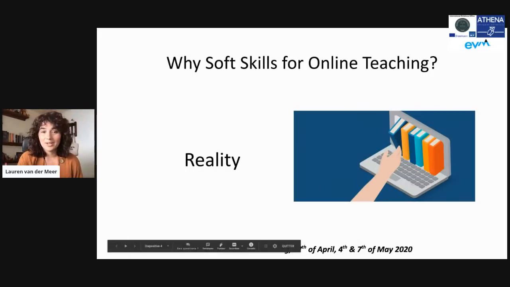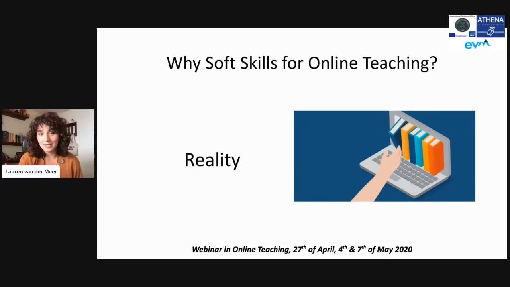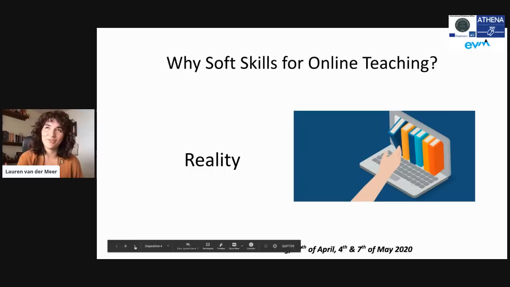I don't want to take up much of your time explaining reality because we all know what's happening and it's different everywhere we look. I chose this image because what most of us started doing was trying to put the same format in a different context. We're passing text or textbooks onto the computer. And you may ask yourself, okay, well, what's wrong here? It's not that wrong.